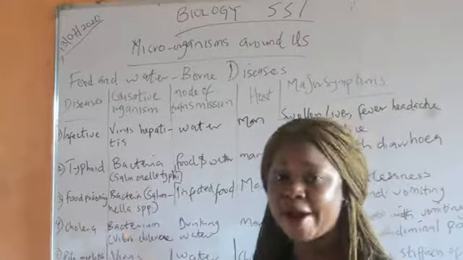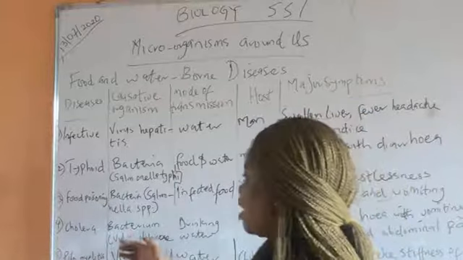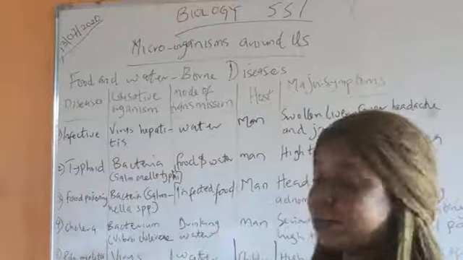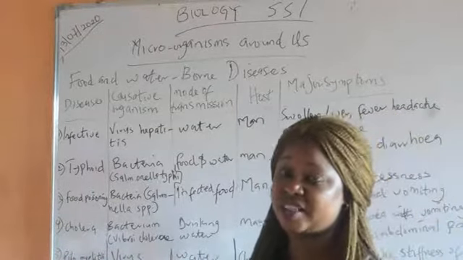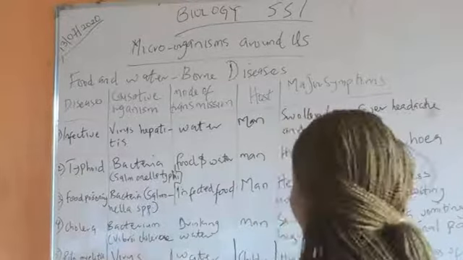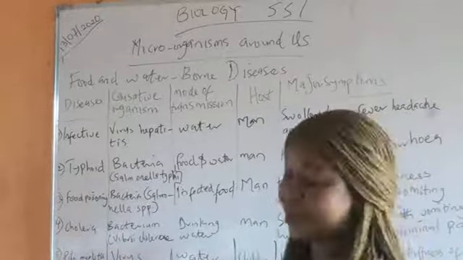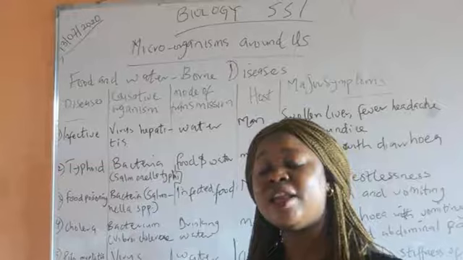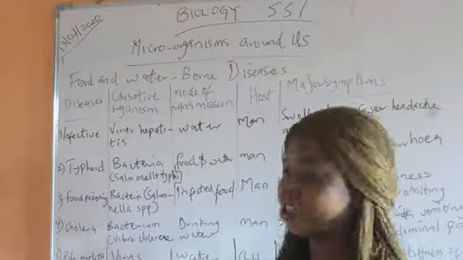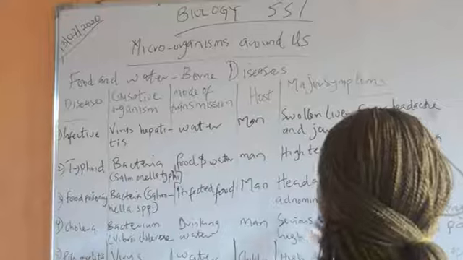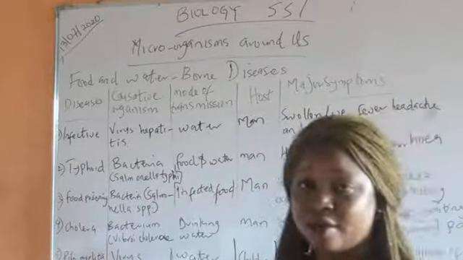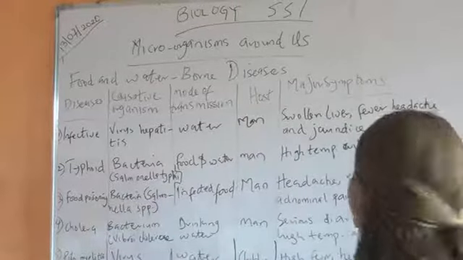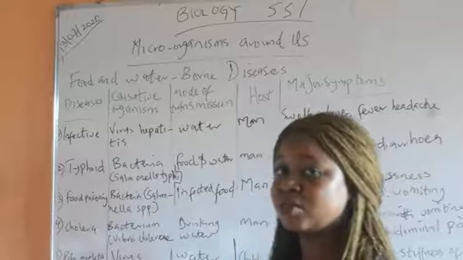The next one is cholera. Cholera is caused by a bacterium called Vibrio cholerae. The mode of transmission is through drinking water. When the water is infected, if it's not clean, it causes cholera. The host is man. You know, man is generalized for living organisms; it means both male and female of any age. The major symptoms are serious diarrhea and vomiting. You go to the toilet often, with vomiting, high temperature, and abdominal pain. These are the symptoms of cholera.